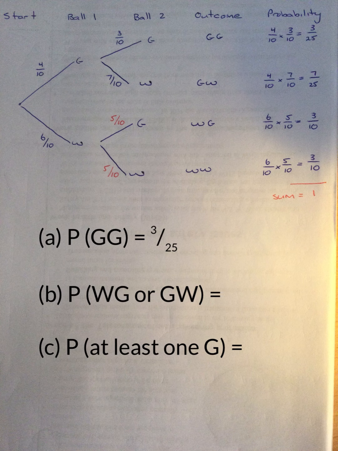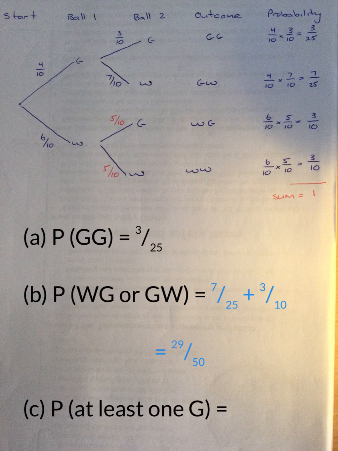So, the probability of GG, well again, straight across the top. GG is 3 on 25. For the probability of white-green or green-white, we follow those branches. So green-white is 7 on 25, white-green is 3 on 10, add them together, 29 on 50.